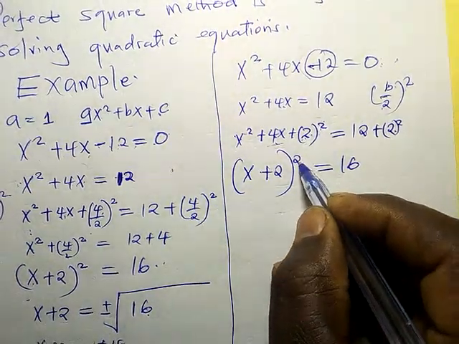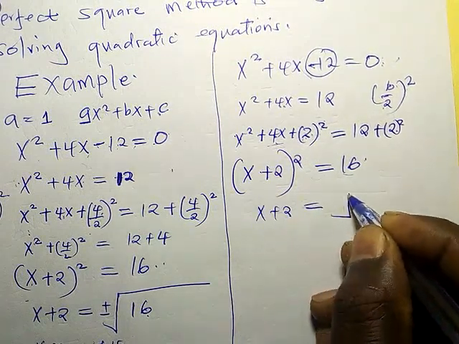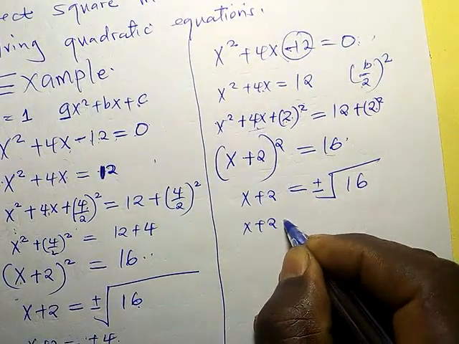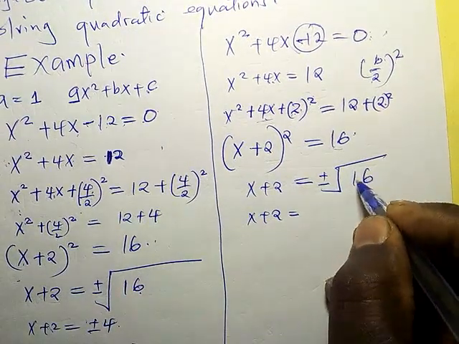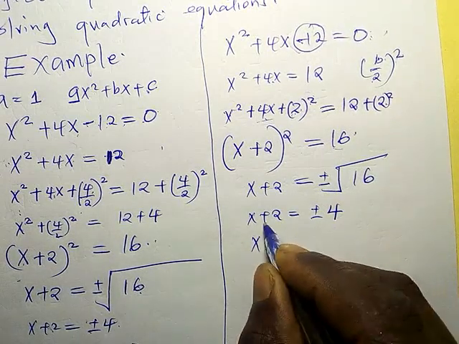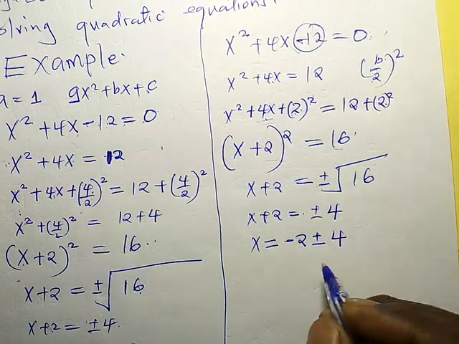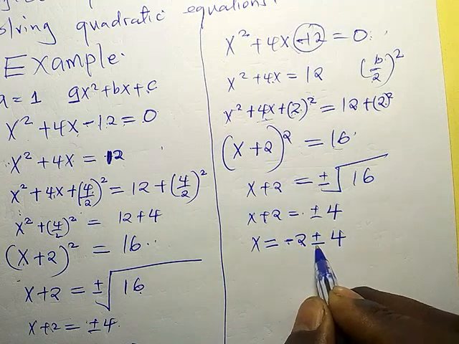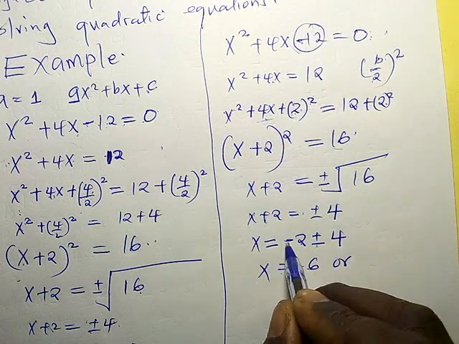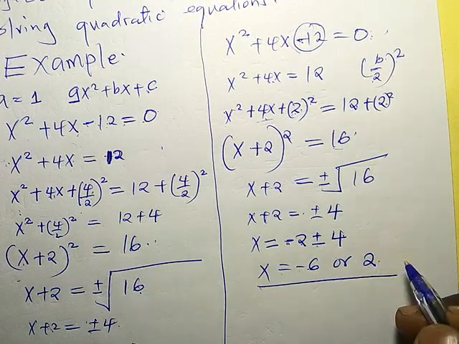And I've said that to remove this square, you square root this. x plus 2 equal to the square root of 16. Remember to put a positive or a minus. Now, x plus 2 equal to, the square root of this is positive or minus 4. So x alone equals, this 2 will move to the right side and become negative 2, and then plus or minus 4. So negative 2 minus 4, the answer is negative 6. Or negative 2 plus 4, the answer is 2. So the value of x is negative 6 or 2.